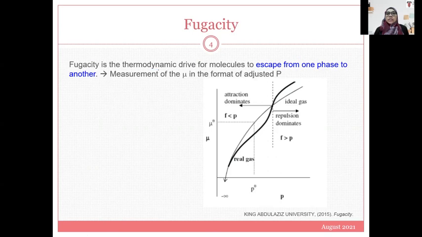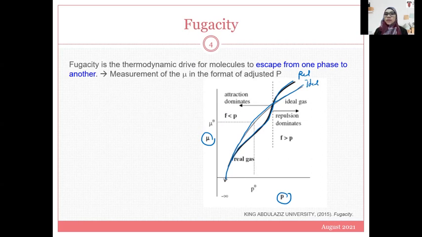Fugacity is the thermodynamic drive for molecules to escape from one phase to another. Basically, the fugacity is the measurement of the chemical potential by adjusting the pressure. For example, we have this plot of chemical potential against the pressure. This is the data for the real gas, and we have this line for the ideal gas.